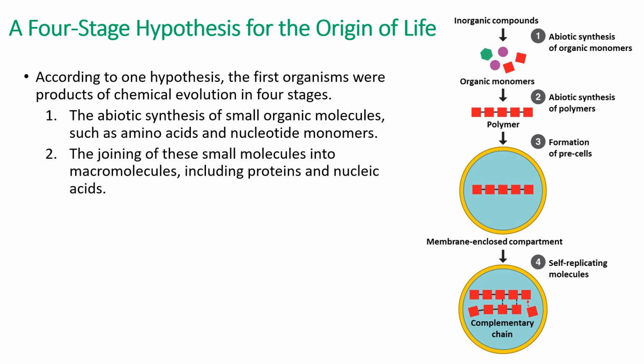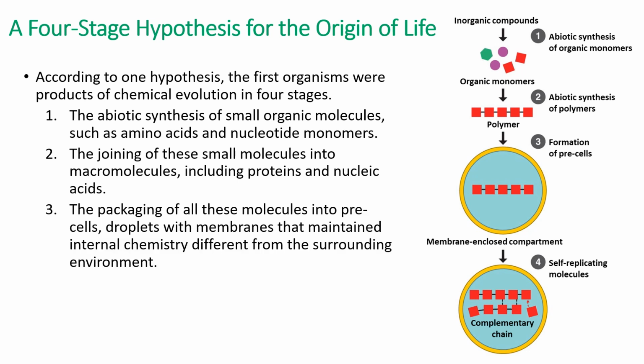The second step is that there has to be some way of joining these molecules. Okay, so we talked about monomers to polymers very early on in our semester. And so we're going to have enzymes that are going to facilitate that. But can this happen in the absence of enzymes with the right conditions? This third step, which is one of the big steps, is to then have the pre-cell, which is going to be some type of droplet with phospholipids that are going to maintain an internal environment separate from the external environment.